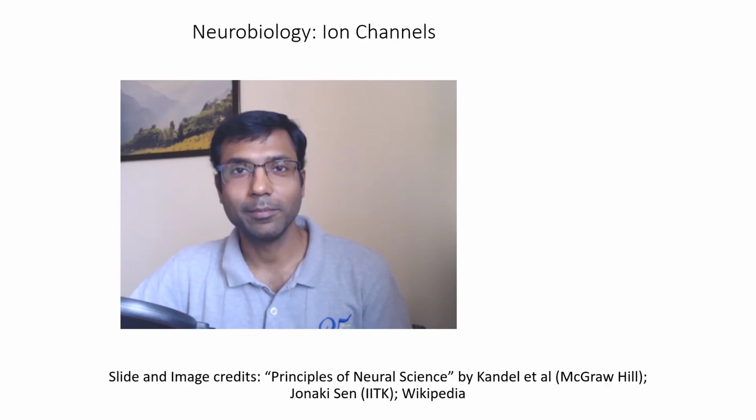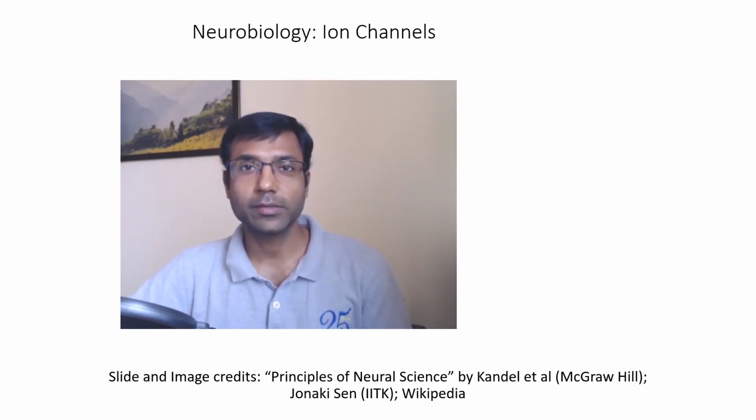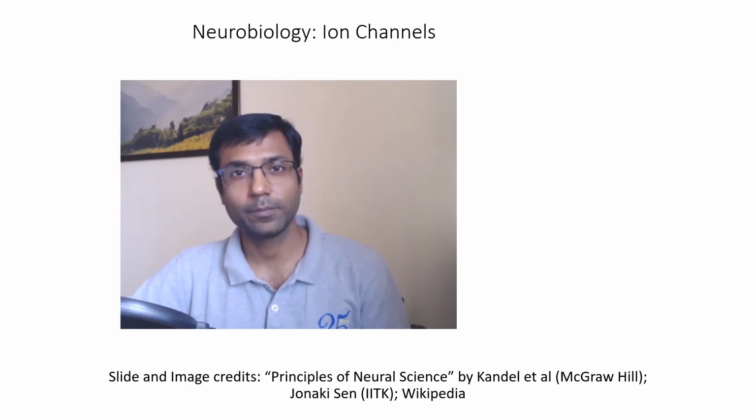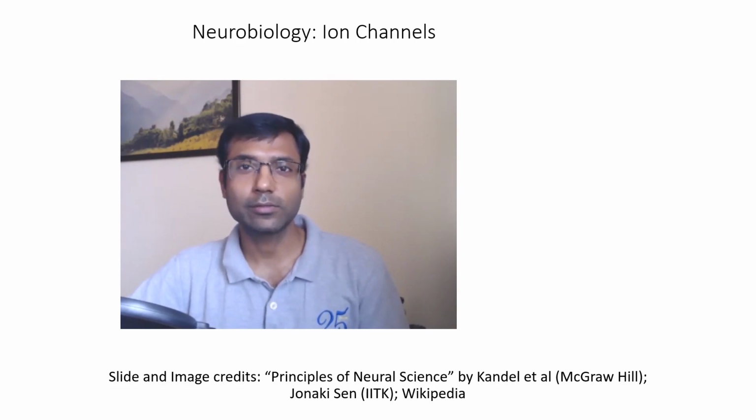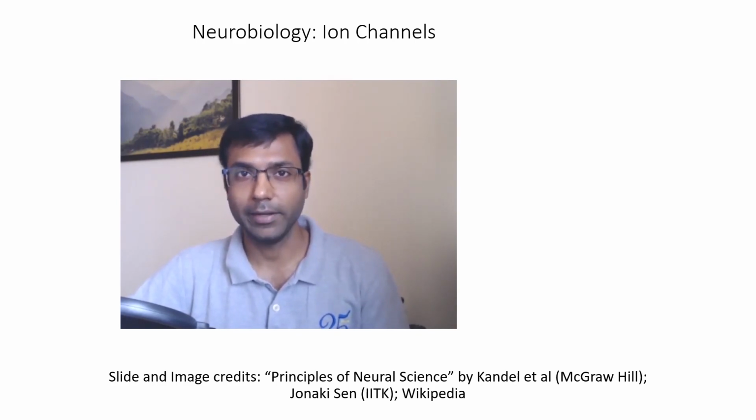Hi everyone, welcome back to Neurobiology. In the last few videos, we have been looking at various electrical properties of neurons. And in particular, we understood what determines the membrane potential. So we saw that the final value of membrane potential is somewhere in between the equilibrium potentials of different ions. And we have also looked at why the membrane potential changes slowly if a current stimulation is applied.